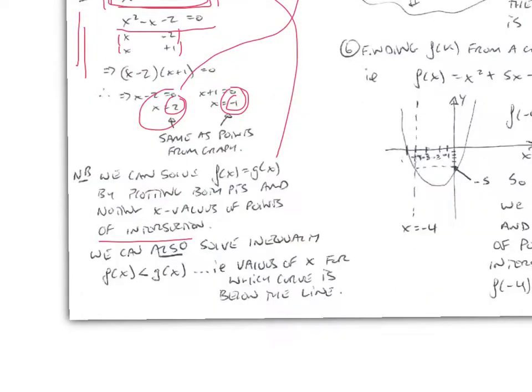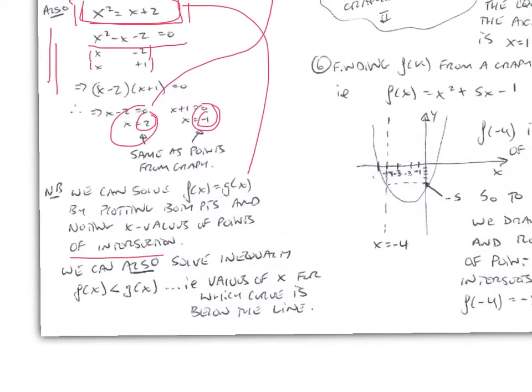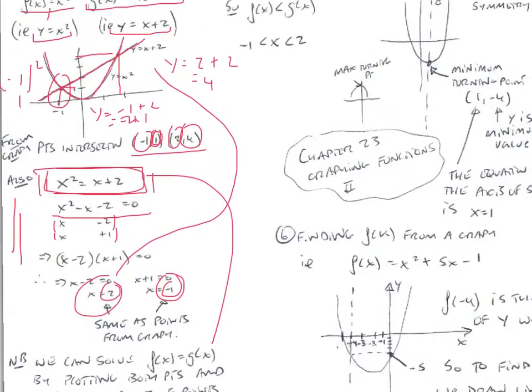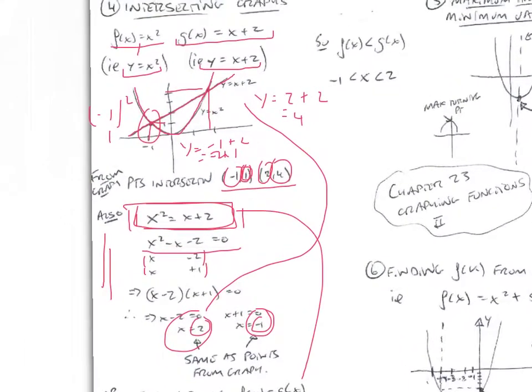And we can also solve an inequality where f(x) is less than g(x), and basically that's those values of x for which the curve is below the line. So if we look at our graph here, f(x) is less than g(x) when x is greater than minus 1 and x is less than 2. That's where the curve is below the line. That's the inequality there: f(x) is less than g(x).